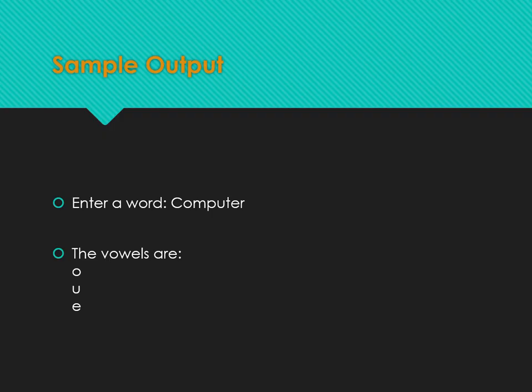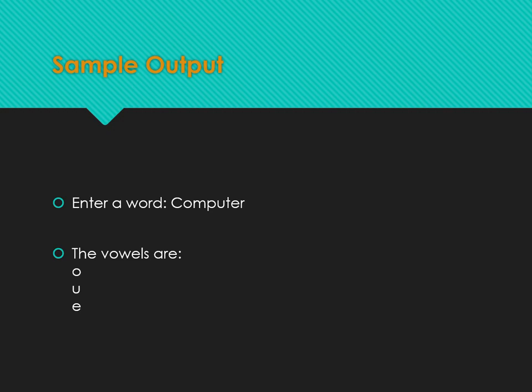Here is a sample output of the program. When the user enters the word computer, the program responds with, the vowels are, followed by each vowel on a new line, O, U, and E. This output confirms that the program correctly identifies and displays all the vowels present in the word, regardless of their position or case.